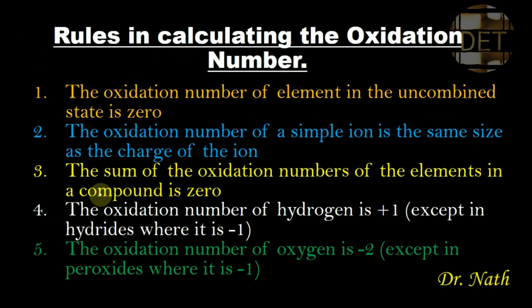So moving on, the next rule that we're going to look at is rule 2. We have looked at the first rule in calculating the oxidation number of elements: the oxidation number of elements in the uncombined state is 0. We've established that already. The second rule is that the oxidation number of a simple ion is the same as the charge of the ion.